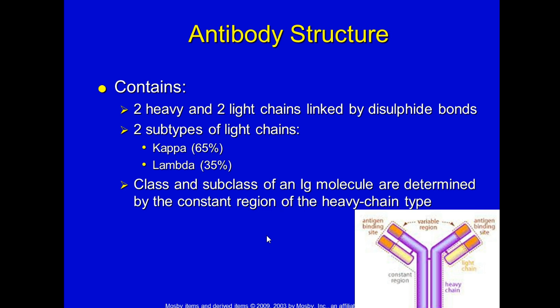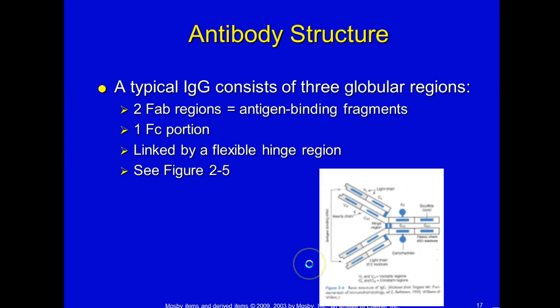That go into much more detail in immunology than I'm going to go into. The class and subclass of an immunoglobulin are determined by the constant region of the heavy chain. So this is what determines what type of class and subclass they are.